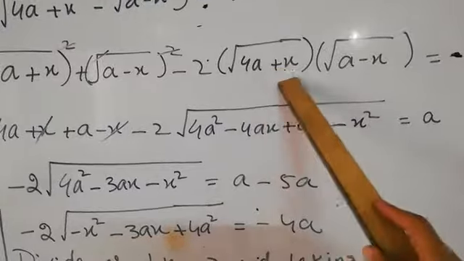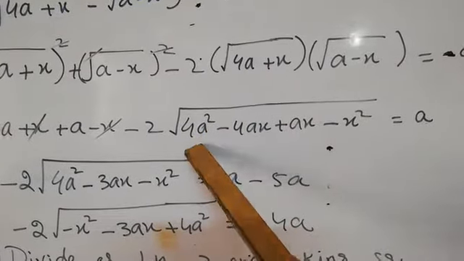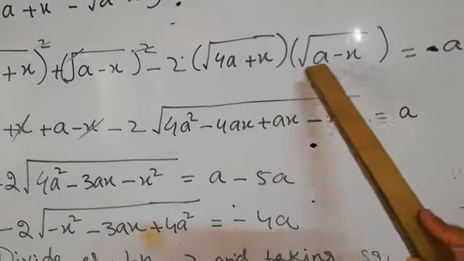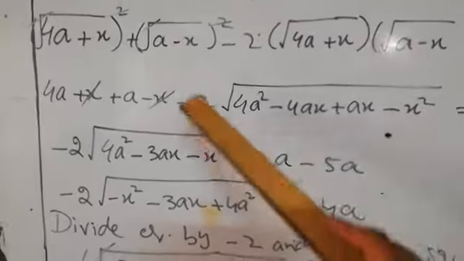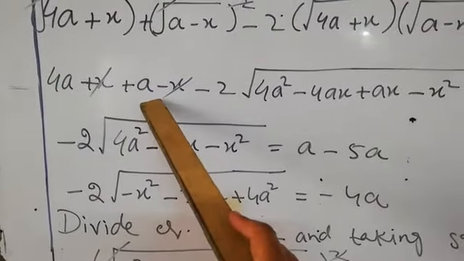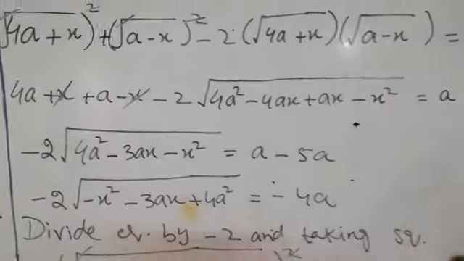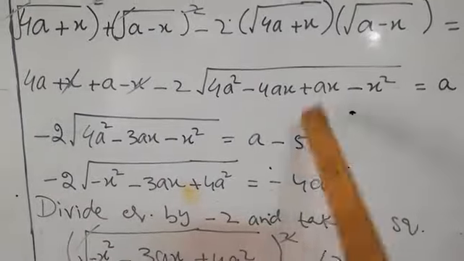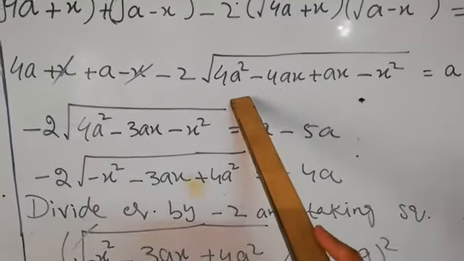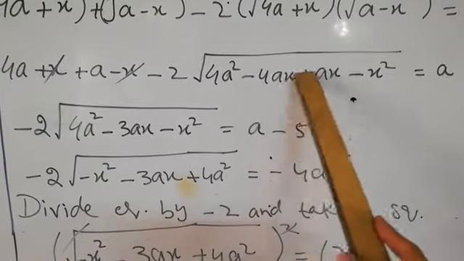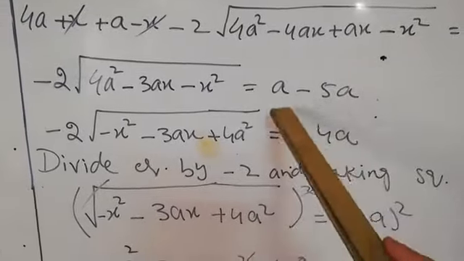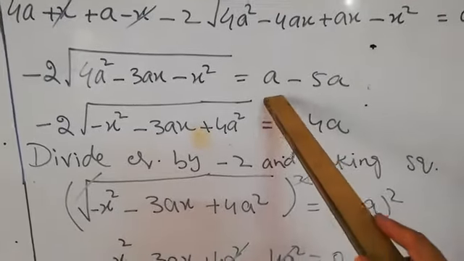Here we will multiply these values and get 4a square minus 4ax plus ax minus x square, is equal to a. Plus x and minus x will be cancelled. 4a plus 1a equals 5a. We will write the 5a to the right hand side, meaning the constant value, and here we will write minus 2 times the square root of (4a square minus 4ax plus ax minus x square) is equal to a minus 5a. Now this is minus 4a.